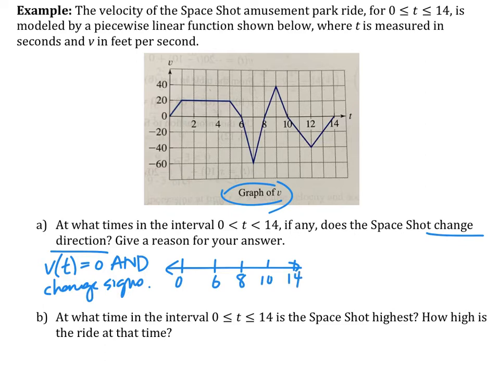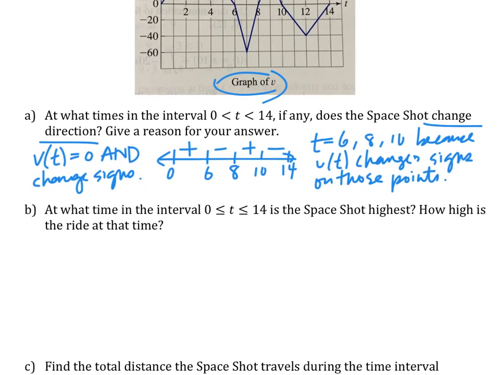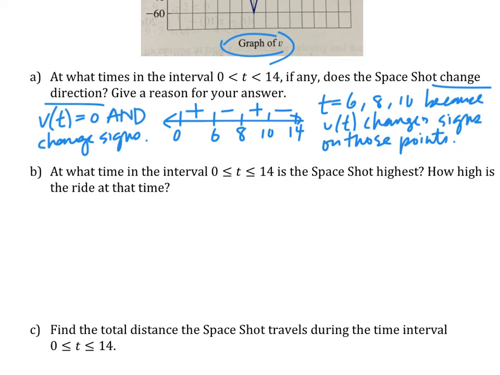Okay, now look at the sign chart. This is positive, negative, positive, negative. It has to change sign. That means the endpoints don't count because you don't know what is beyond the endpoint. So t equals 6, 8, 10 because v of t changes signs at those points. Okay, so that is pretty easy because we just did something like that.